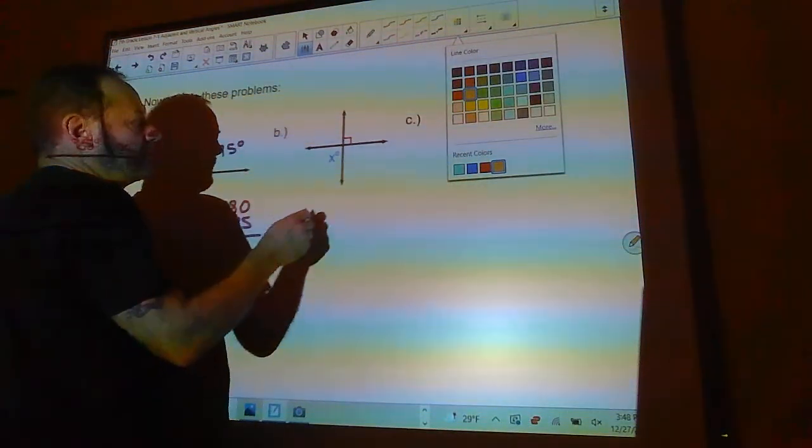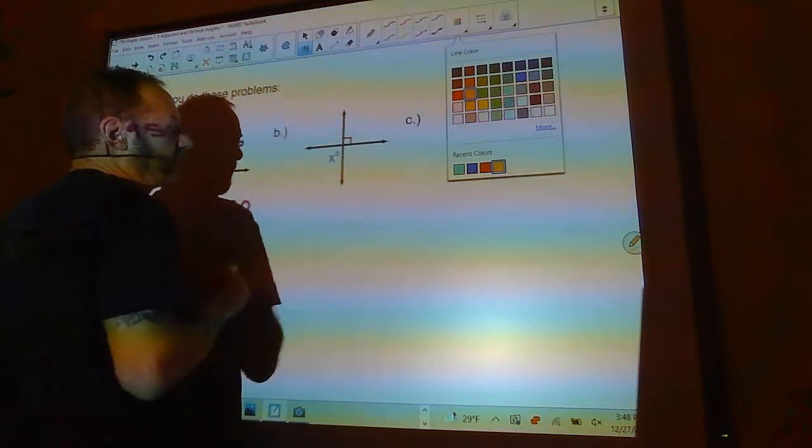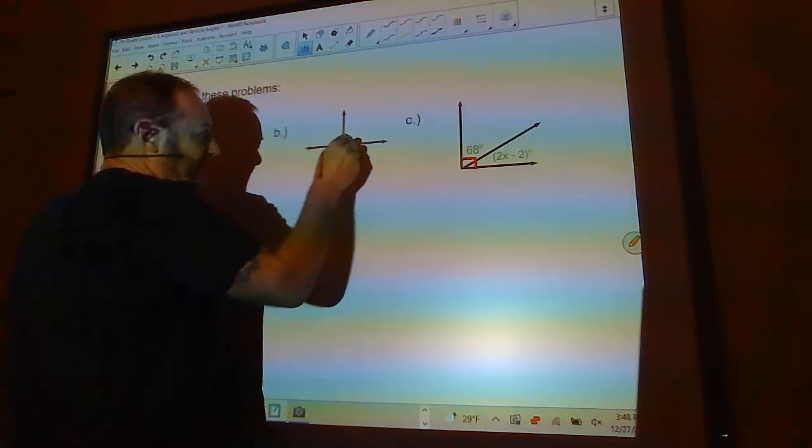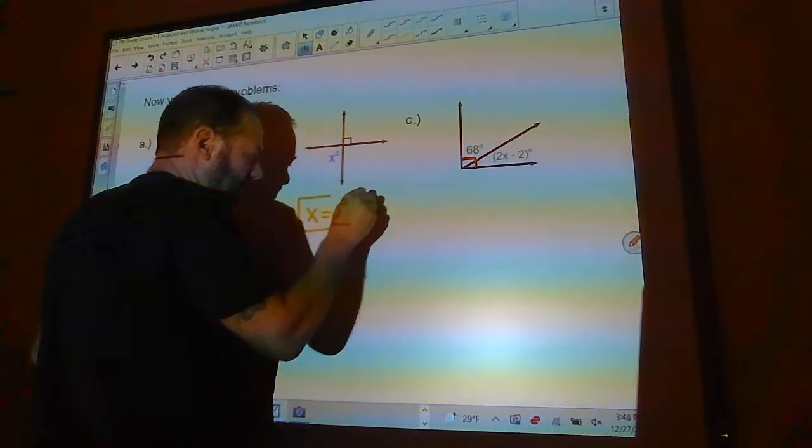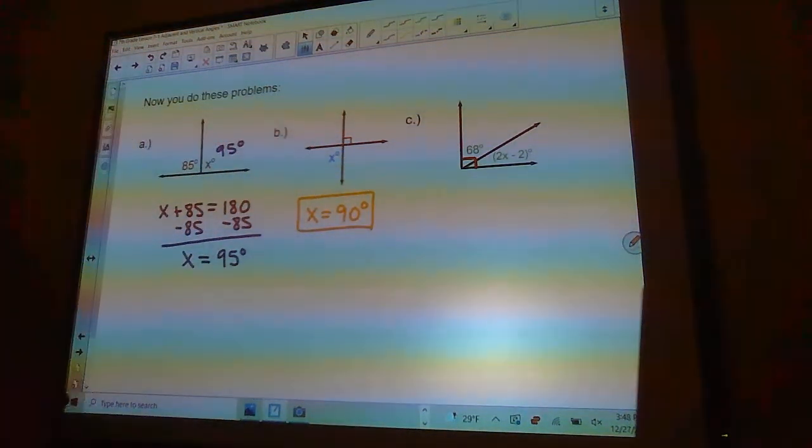Okay, over here on this one, these are vertical angles. Remember, vertical angles are always equal, so that's a 90 degree angle. That means that has to be a 90 degree angle. Vertical angles are the best, because you always know what they are.